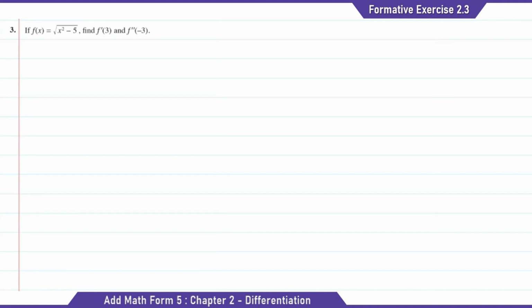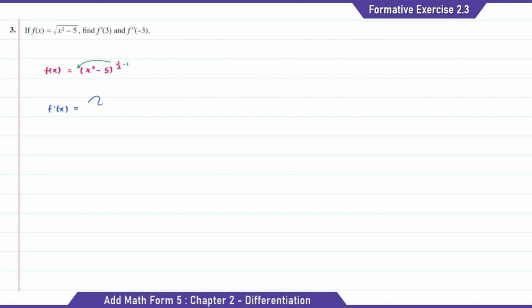Question number 3. If f of x equals the square root of x squared minus 5, then find the first and the second derivative when x equals 3 and negative 3. So for the square root, I can write this as x squared minus 5 to the power of 1 over 2.